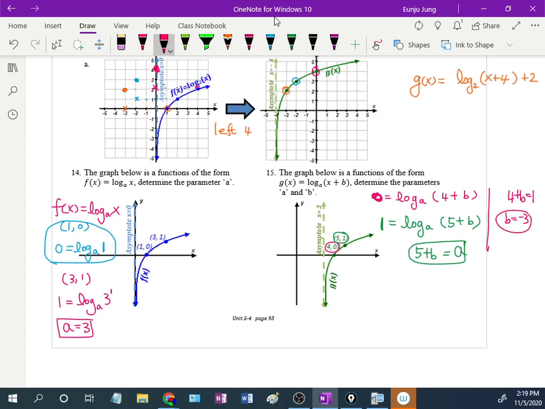So we found b, and let's go back to this equation. 5 plus negative 3 is going to be a, so a will be 2. So we can find a and b. Okay, same technique. Use the substitution method, and we have two equations, which is called a system of equations. So we need to solve for those. Use all the information we have.